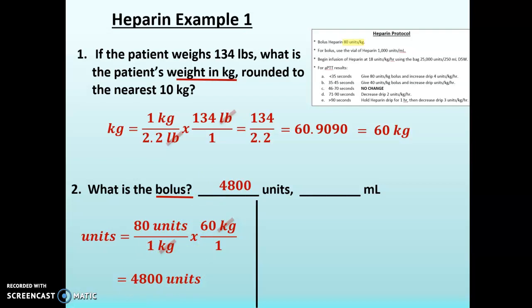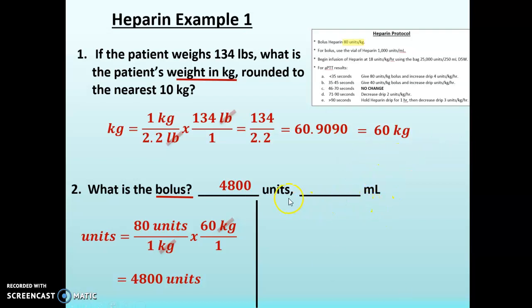Now, we're still not done with number 2. Yes, it's 4,800 units of heparin, but how much am I supposed to put in that syringe? Heparin goes back to the milliliter syringes. This is not insulin syringes where we measure in units. We do need to measure with milliliters.